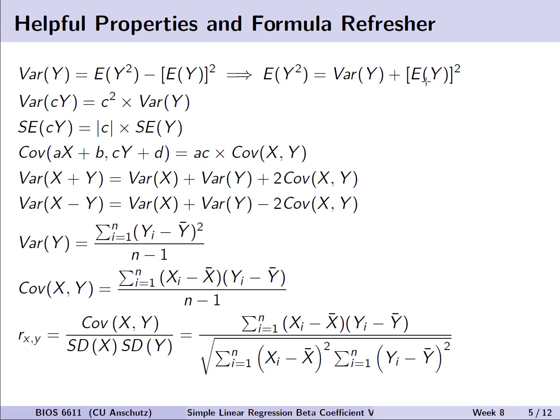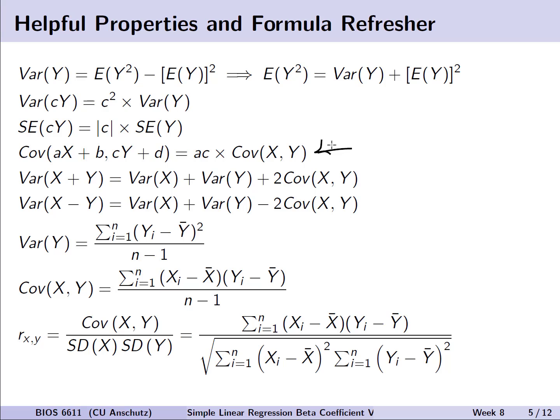On the next chunk of our formulas here, we see the property of a constant c times our random variable y, where for the variance, if we pull that out, we actually square the term, and for the standard error, we take the absolute value. In both cases, in case c was negative, we preserve the fact that the variance has to be greater than 0. We then see a slightly more complex representation here where we have 4 constants and 2 random variables for our covariance.